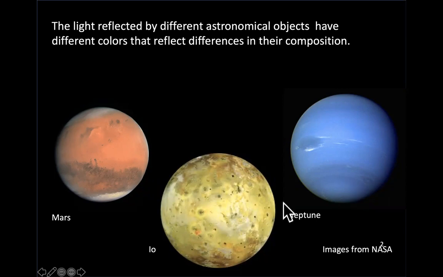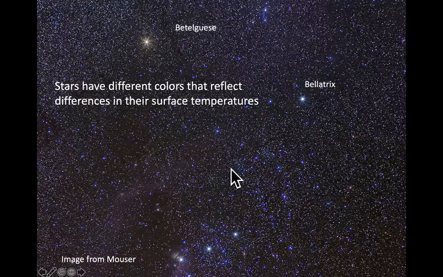At the same time, stars show a variety of colors, but this mostly reflects variations in their temperature. Differences between red stars and blue stars have to do with the temperatures of those stars, at least the parts we can see.